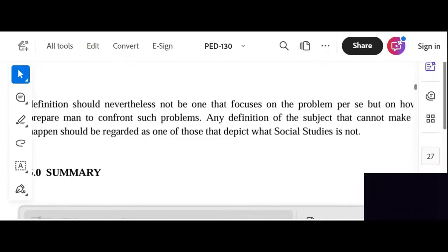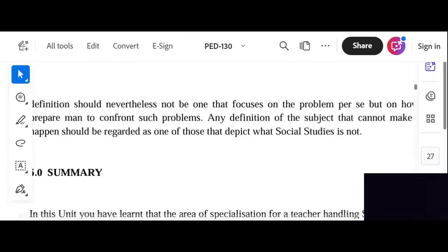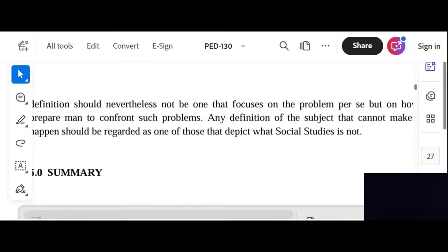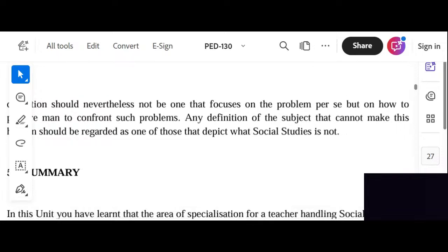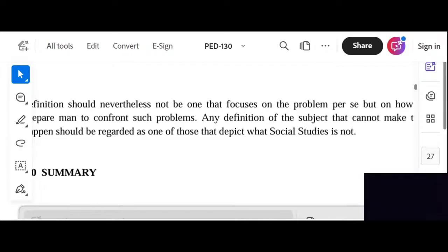Any definition of the subject that cannot make this happen should be regarded as one of those that depict what social studies is not. The main idea now is that whenever you want to define social study in an acceptable way, it must capture how man can solve the problems that are around him in the society. So if it doesn't capture that, your definition will be unacceptable. That is what they are trying to say.